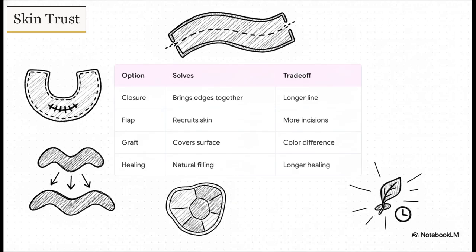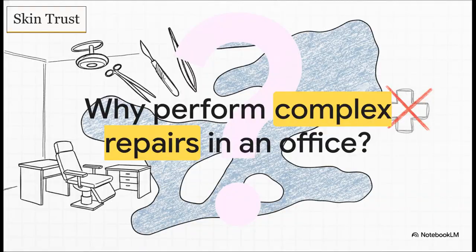You could also utilize staged flaps, or even delayed reconstruction, to allow for better graft preparation. The point is, every single option solves a specific problem, and every single option carries an important trade-off. So, if these complex flaps are so intricate and have all these variables, why do them in an office? Shouldn't I be in a hospital for something like this?